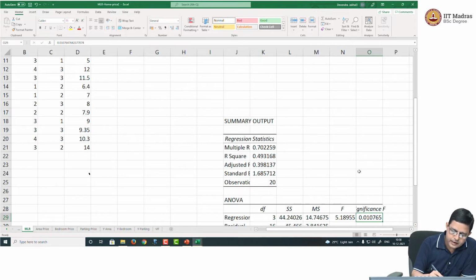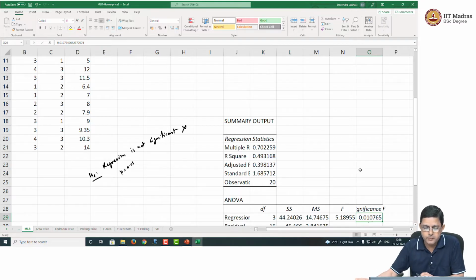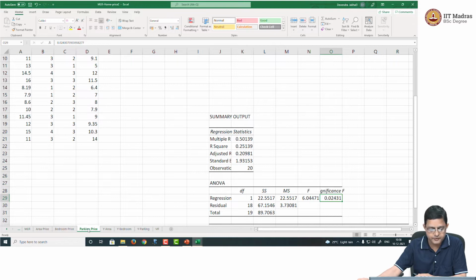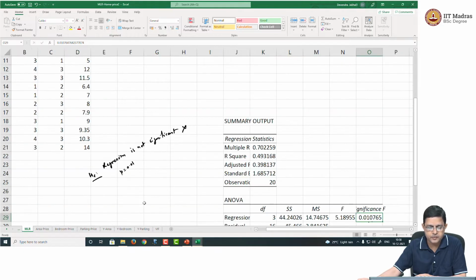This is the p-value for the null hypothesis that the regression is not significant. This is the null hypothesis. Now look at this p-value of 0.01, it essentially means that I reject this null hypothesis. So the overall multiple regression is significant, just like each of the simple linear regressions were significant. Even the multiple linear regression model is significant. Overall significance, we have found that it is overall significant.